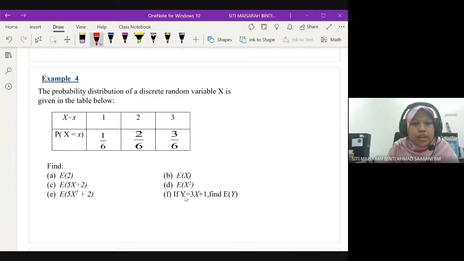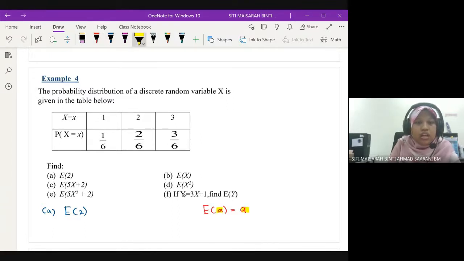Okay. X kat sini dia bagi 1, 2, 3. Okay. The first question, we want to find E2. Okay. Soalan A, dia nak cari E2. Okay. So from important properties of expectation tadi, from properties tadi, EA is equal to A. So kalau A itu constant, so dia akan jadi EA is equal to A. So jadi if E2, so then it's become 2 lah. So jadi E2 is equal to 2. Okay. So ini follow properties.